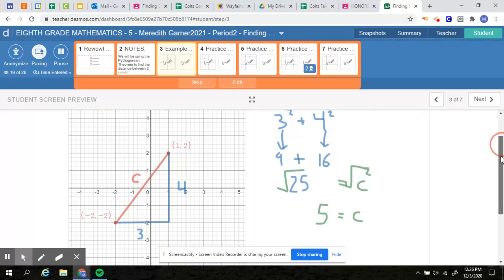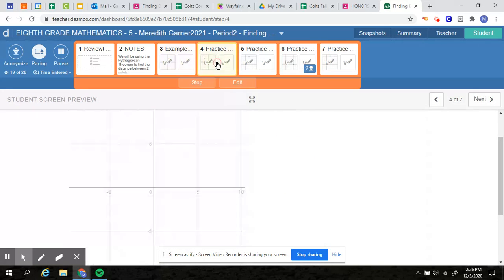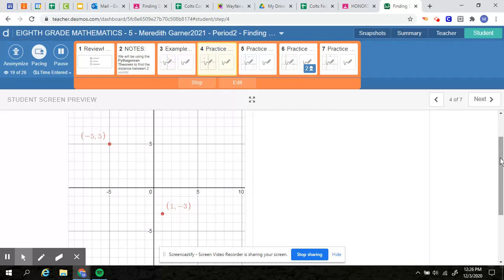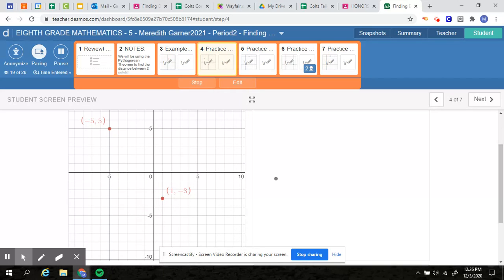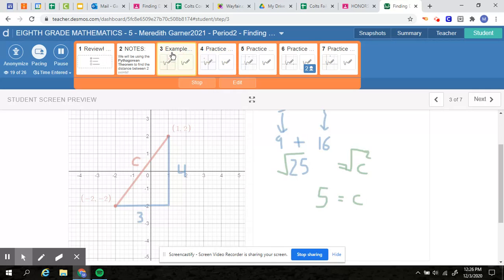Just a quick heads up, if you look at the rest of the problems, notice that the scale has changed. So notice that each of these big boxes is worth 5. So if you're going to count individual boxes, make sure you look at those smaller, lighter ones in between there. And that is finding the distance between 2 points using the Pythagorean theorem.